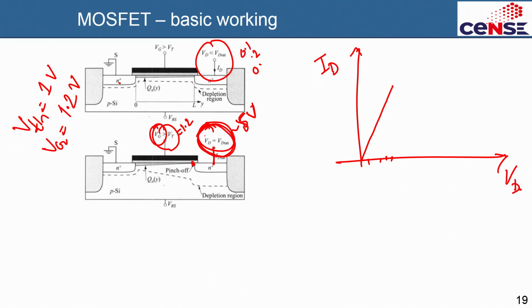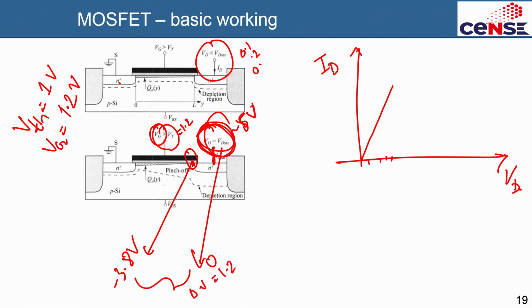Why? Because this is 1.2 volt, which is where the channel is on, and this is for example 5 volt. Instead of that, I can also say that this is at 0 volt and this is at minus 3.8 volt. The difference, the delta V, is still 1.2 volt, right? No, this is 3.